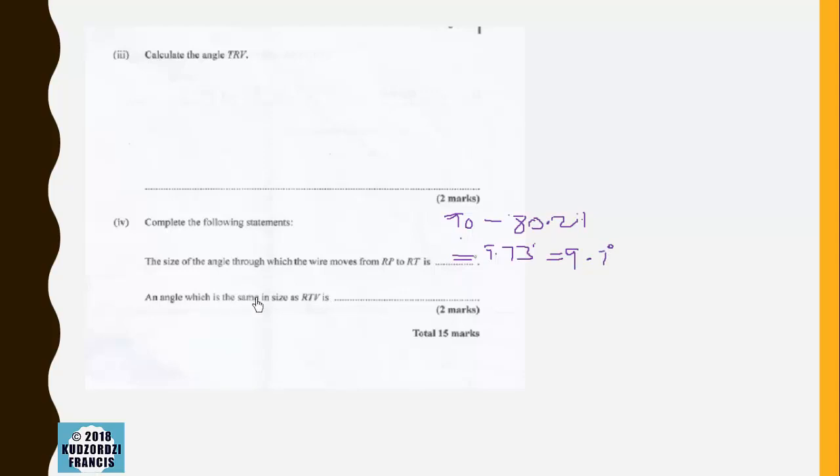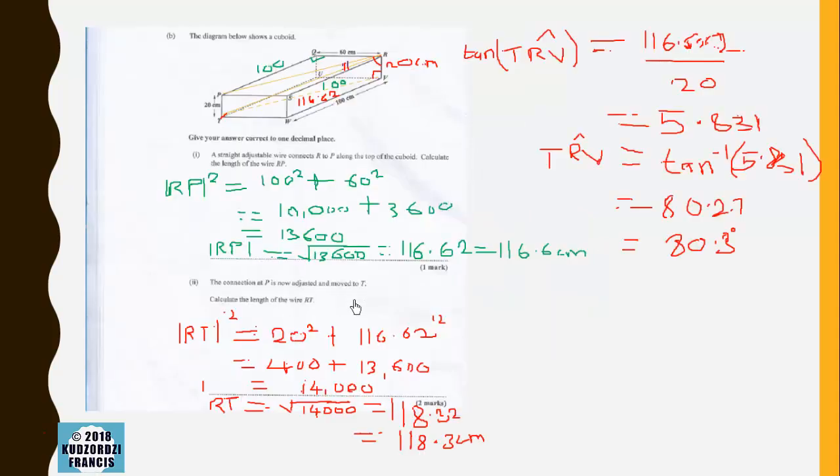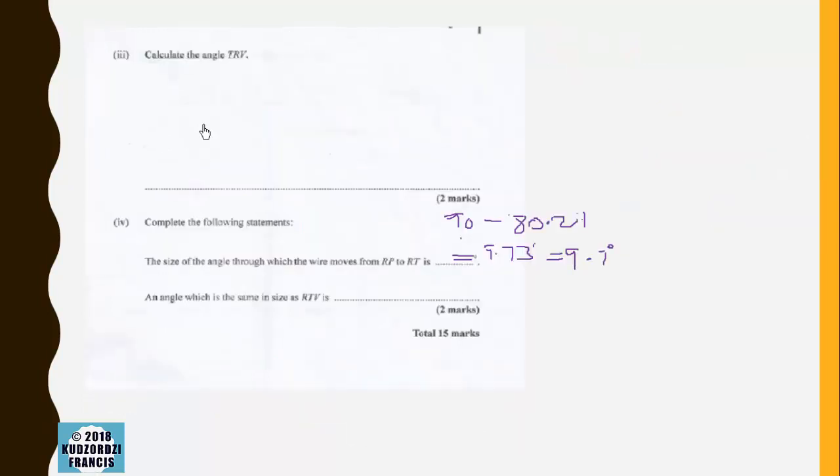An angle which is the same in size as angle RTV is this angle that we just calculated, angle PRT. They are alternate angles. So angle PRT is the same in size.